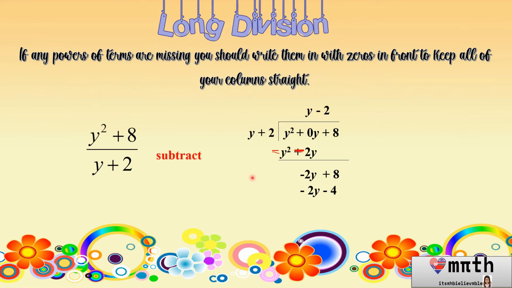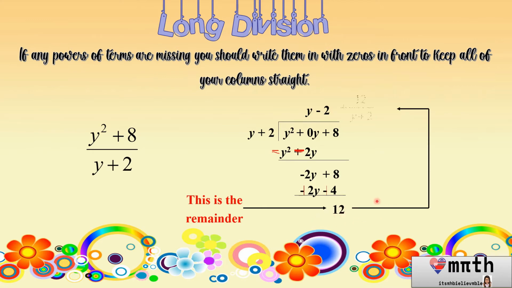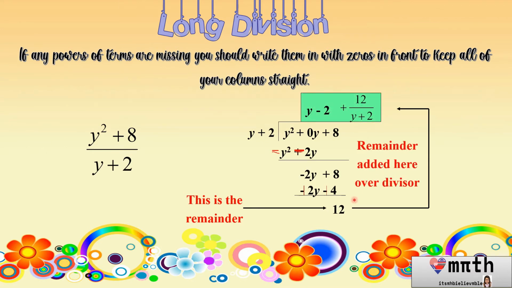And now, let us perform the subtraction. Let us change the sign. That would be positive, positive. Then negative 2y plus 2y, that would be 0. 8 plus 4, that would be equal to 12. Since we do not have any missing terms to put down, the 12 will be the remainder. And our final answer would be y minus 2 plus 12, which is the remainder, all over the divisor. Always remember that the remainder added should always be over the divisor.